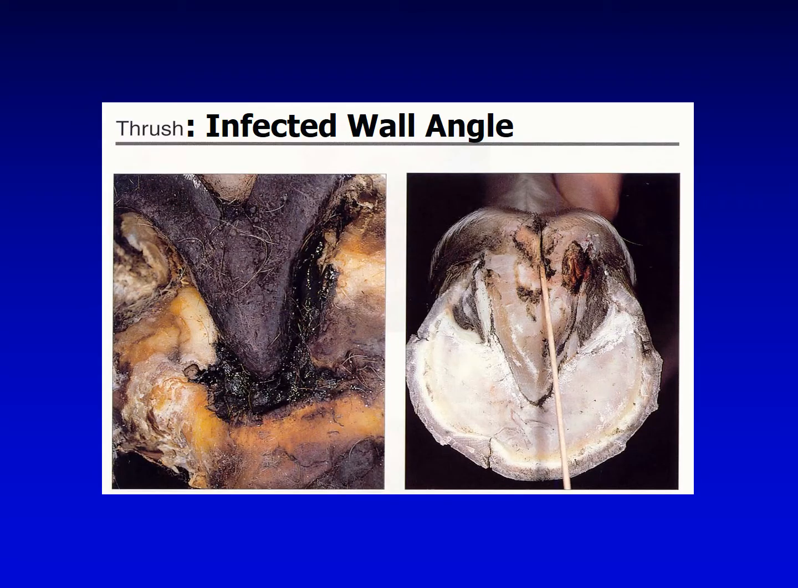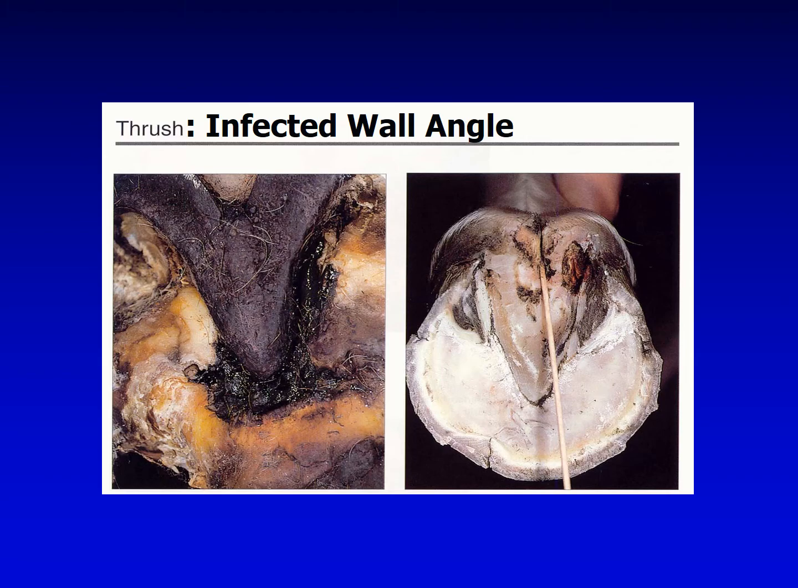Sometimes we see infection of the wall angles. This angle and this angle. This is the infection. This is after it was cleaned. And here they're having to culture it. But you can see the infection here and here. We call that thrush. Thrush. All of this in the wall.